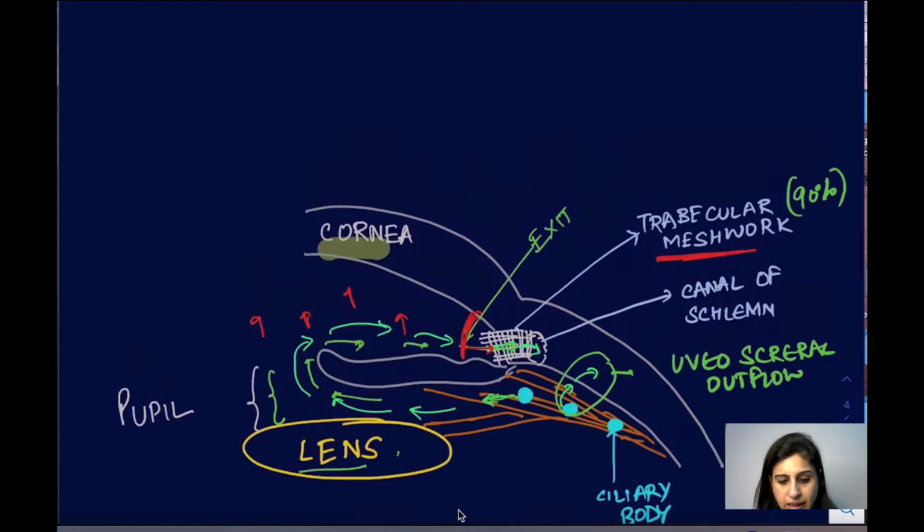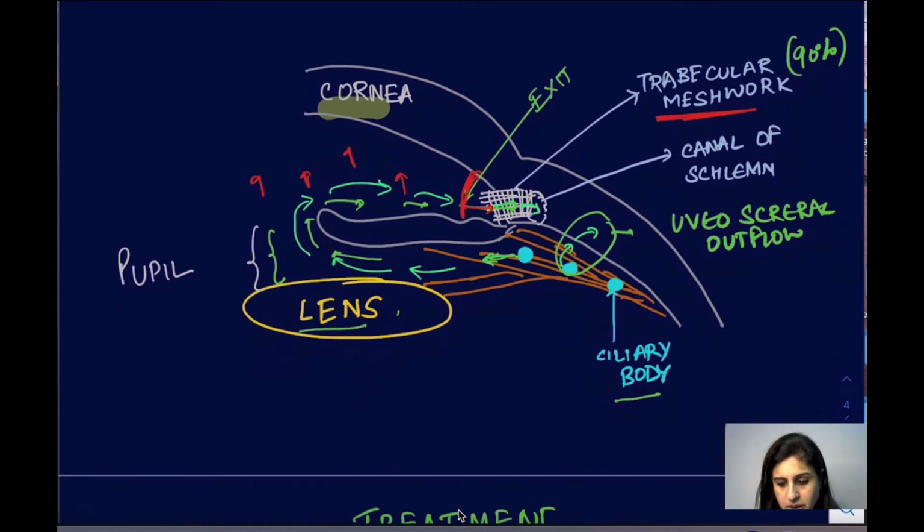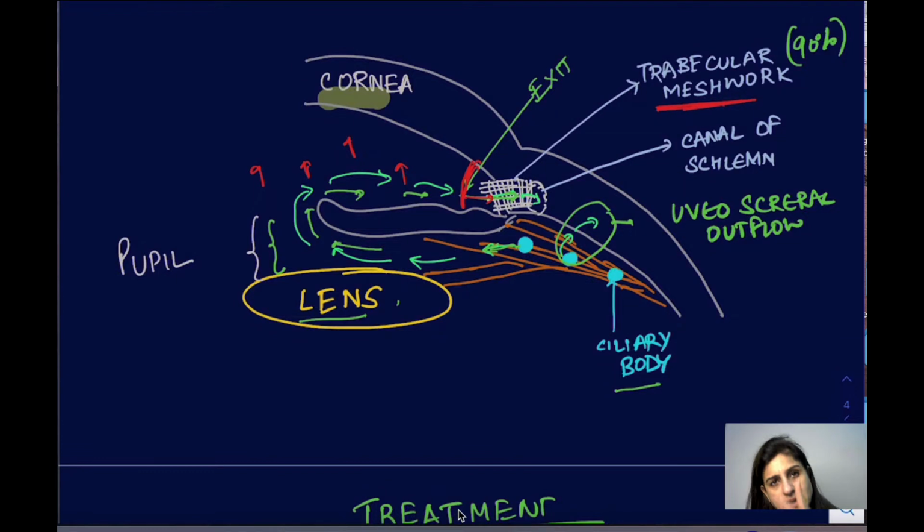That is called open angle glaucoma. So the angle doesn't have a problem. The problem is with the trabecular meshwork. The second one is narrow angle glaucoma.